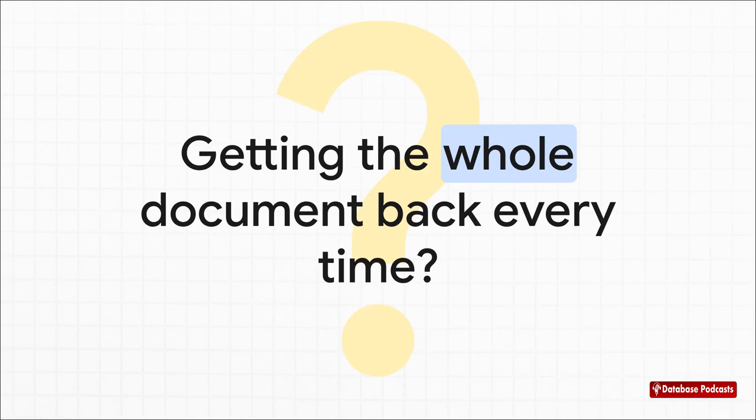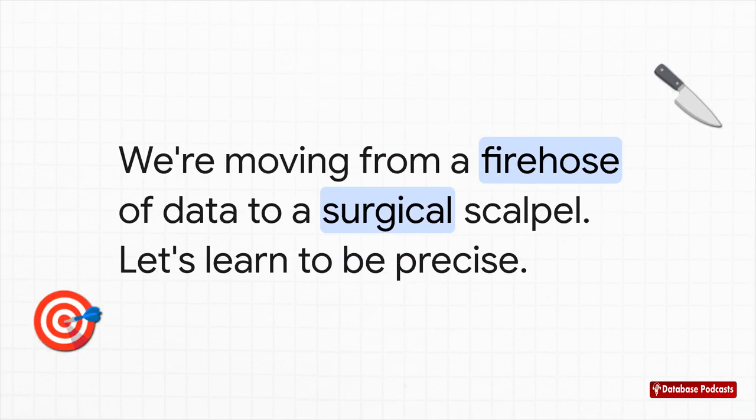So you've been there, right? You run a simple query to find, say, a student's test scores, and bam, MongoDB sends you back their entire document, every single field. It's a classic case of data overload. Definitely sounds familiar, I'm sure. Well, today, we're going to fix that. We're going to trade that data fire hose for more of a surgical scalpel. Let's learn how to tell MongoDB exactly what we want and absolutely nothing more.